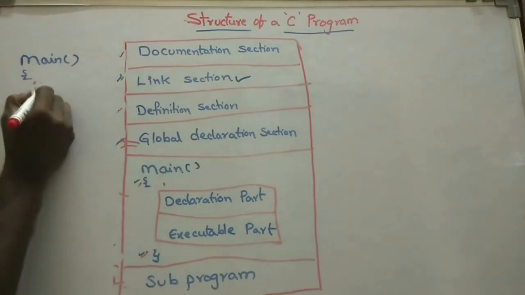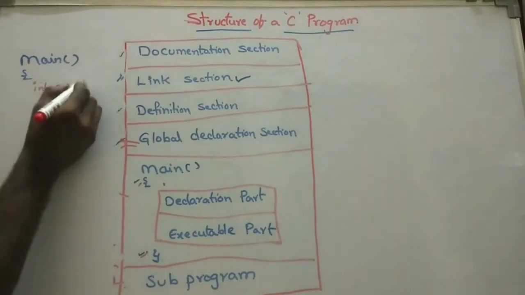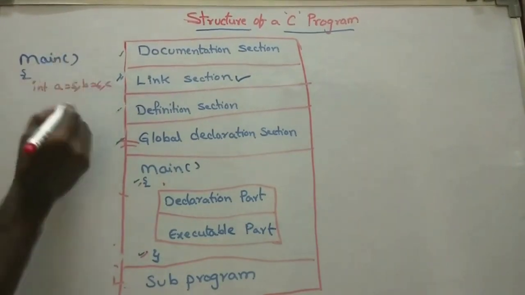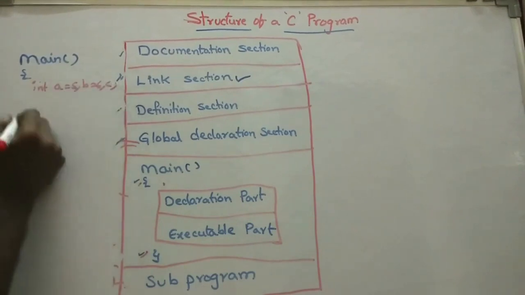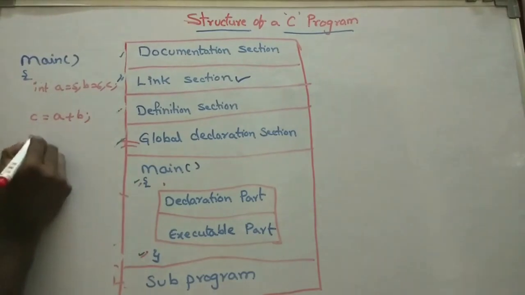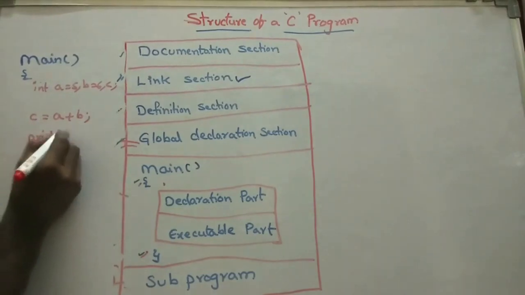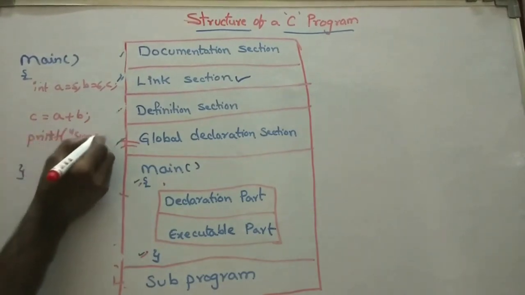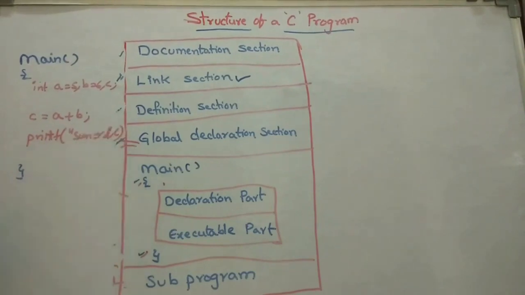Simply, I can declare the two variables: int a equal to 5, suppose b equal to 6, and c. That is the declaration part, right? Now in the executable part, I have to write c equal to a plus b and display it. printf("The sum is %d", c), right?